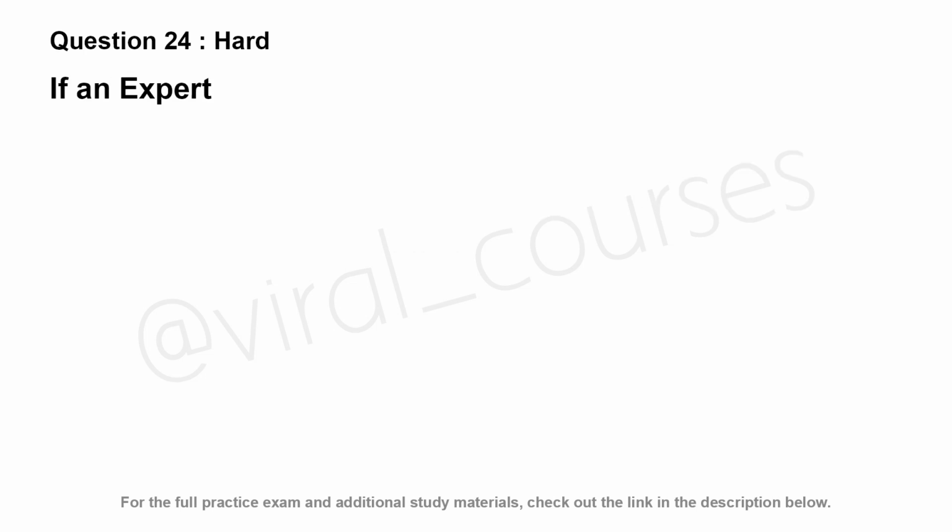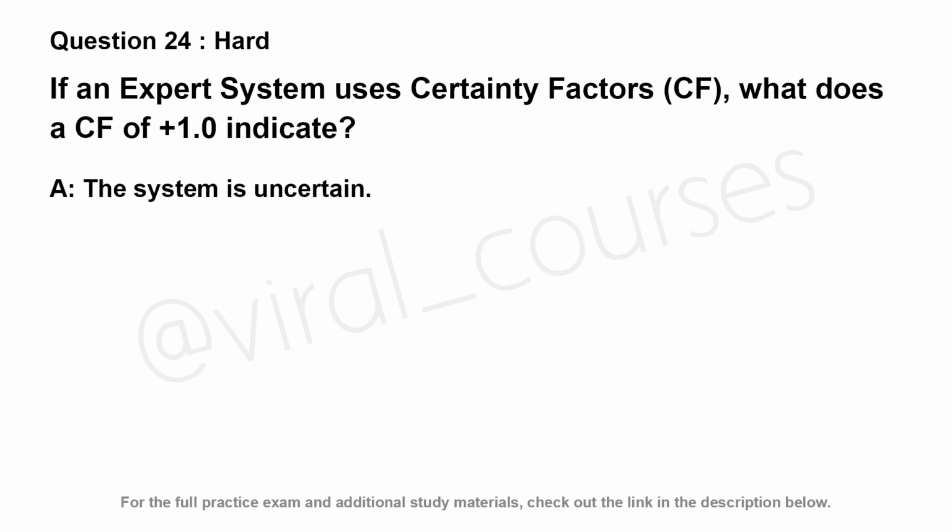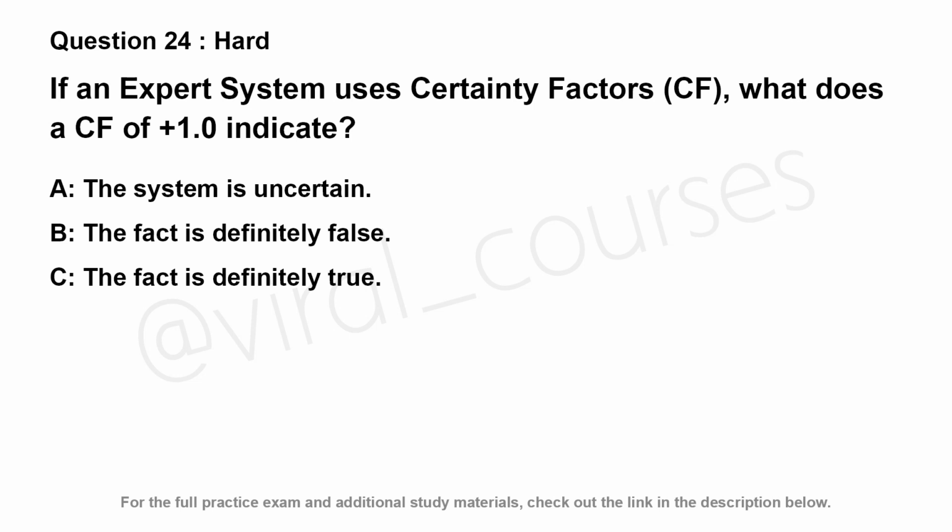If an expert system uses certainty factors, CF, what does a CF of plus 1.0 indicate? Option A. The system is uncertain. Option B. The fact is definitely false. Option C. The fact is definitely true. Option D. There is no information available.